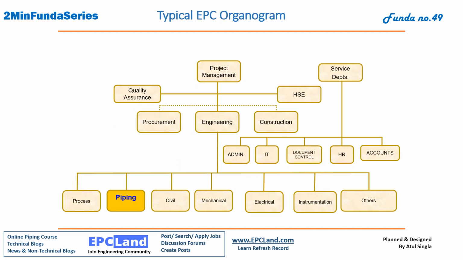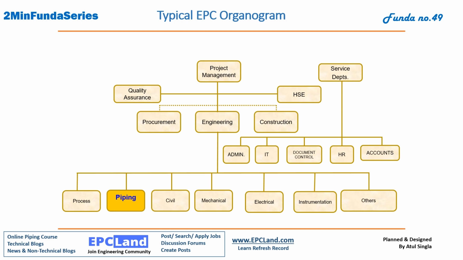If you see, this is the typical EPC organogram where we can see all the disciplines which are involved. Let's start from the bottom. We have process, piping, civil, mechanical, electrical, instrumentation, and a few other departments which are directly doing the engineering part. Along with this engineering, we have procurement and construction. If you see the center part of this slide, procurement, engineering, and construction, we call it EPC. Along with this, we have our quality assurance department and HSE, health safety engineering department.